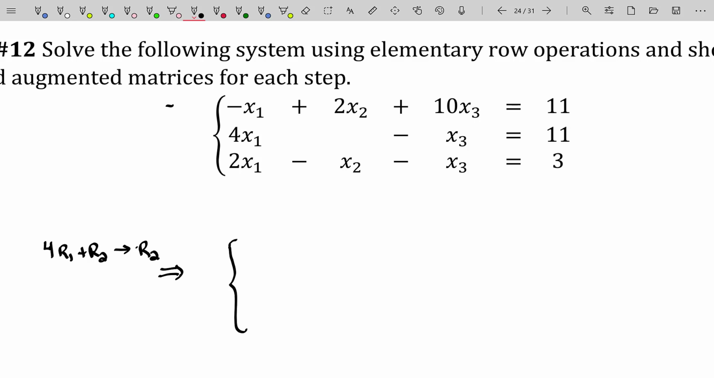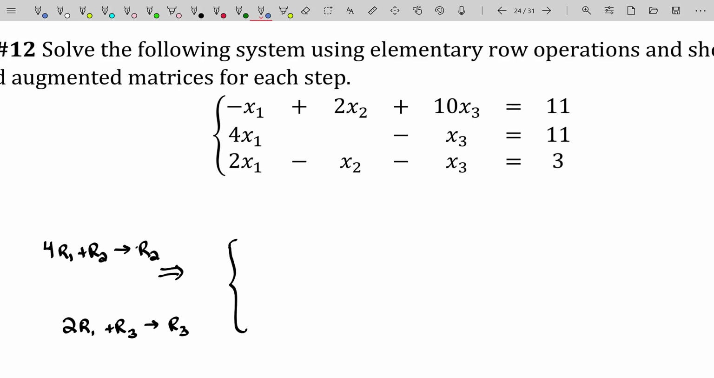And if you use that very same logic, you can create a kill step to kill off this 2x sub 1 in the third row. You're going to take twice row 1 added to row 3 to become the new row 3. So let's go ahead and do that here. Now, normally I would not showcase all my arithmetic in the background, but I do want you to know all the mathematics that's working in the background.